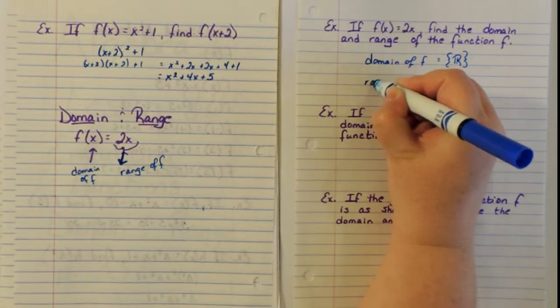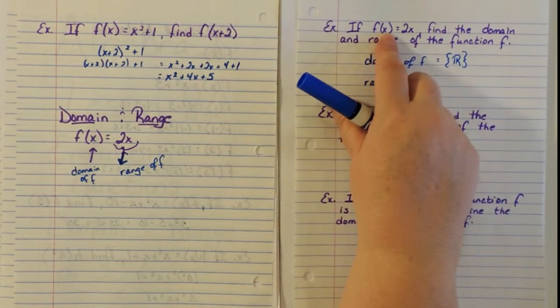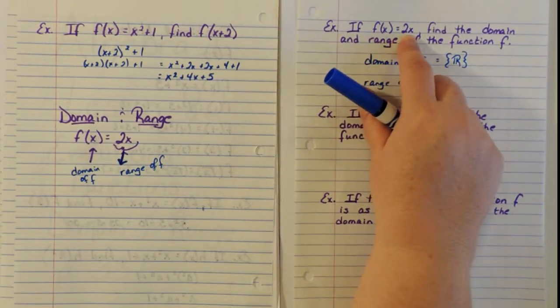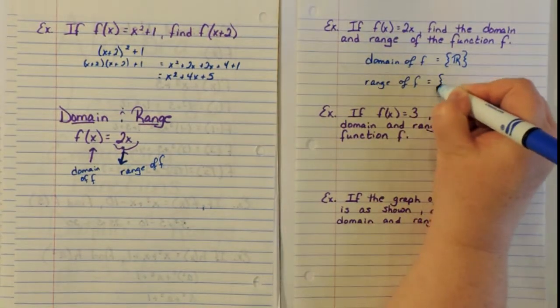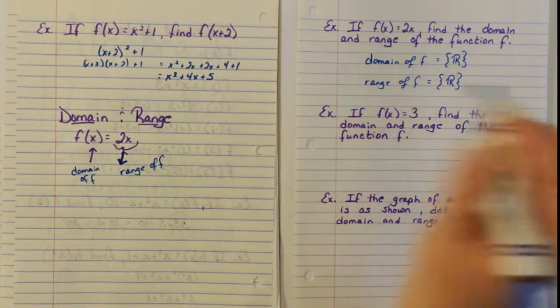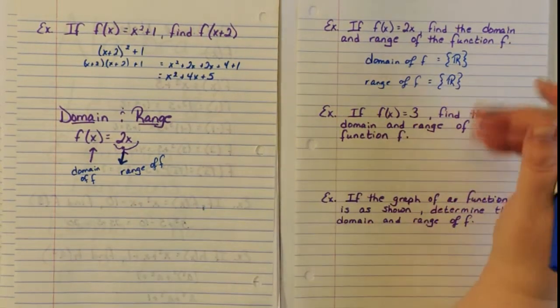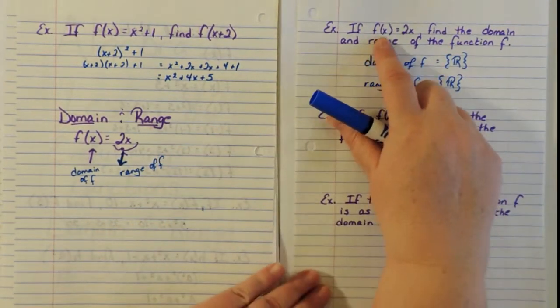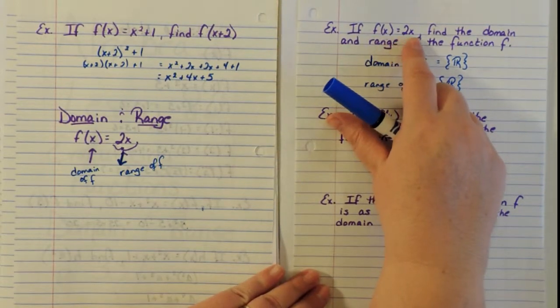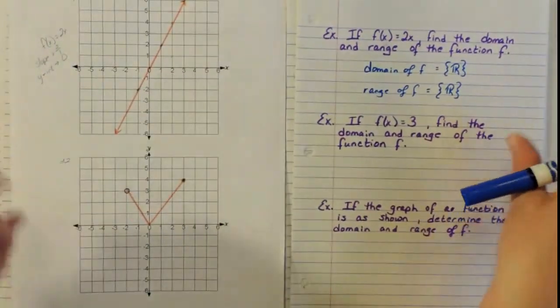The range of f, in this case, if we put any real number in here, we're going to get a real number here. Okay? So the range of f is also going to be all real numbers. If we graphed this line, when we graph functions, we treat f of x like the y, and then the 2x is the rest of the equation. So if we graphed this, we would get this line right here.